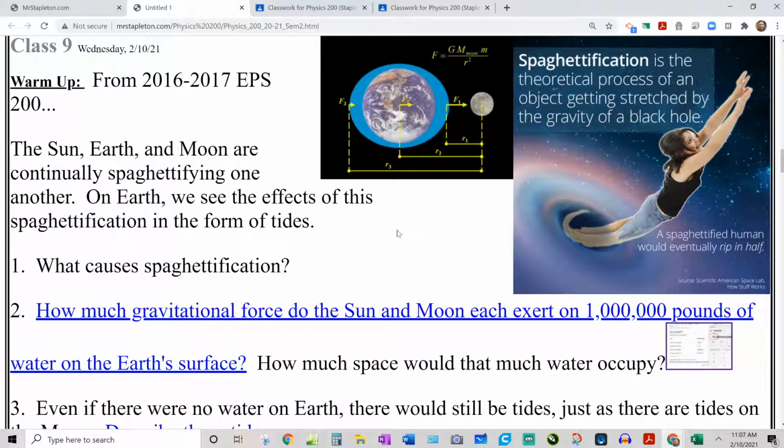So, which one is exerting more gravitational force on you, on me, on the water on the earth? Is it the moon or is it the sun? For example, I've got a spreadsheet where I calculated the force of the moon pulling on 1,000 pounds of water on the close side of the earth, and then the force of the moon pulling on 1,000 pounds of water on the far side of the earth. And I also did this for the sun.